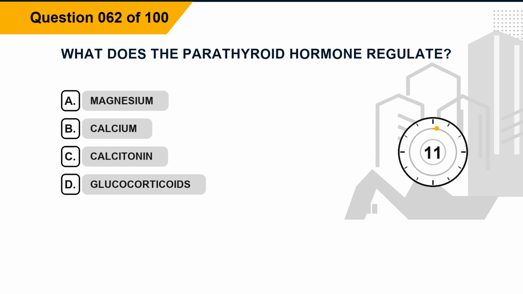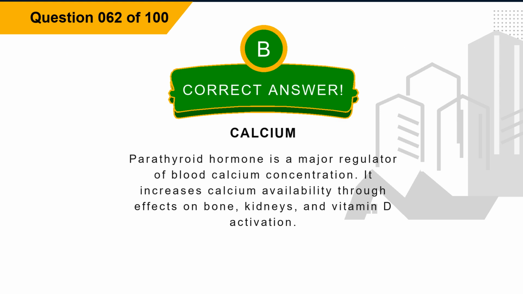Question 62. What does the parathyroid hormone regulate? Option A, magnesium. Option B, calcium. Option C, calcitonin. Option D, glucocorticoids. The correct answer is option B, calcium. Explanation. Parathyroid hormone is a major regulator of blood calcium concentration. It increases calcium availability through effects on bone, kidneys, and vitamin D activation.